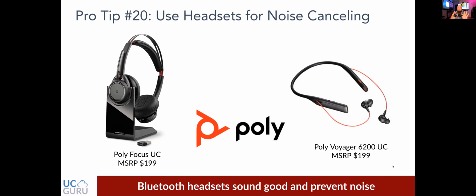Now, I have both of these headsets. What I like about the Focus UC is it does have a boom microphone. It is Bluetooth. I can pair it with my phone and computer at the same time, so I can use it for phone calls as well. And the same thing with the Voyager Focus. Now, again, if you're like me and you have beautiful hair and you don't want it over your head, you can use the Poly Voyager 6200, which again is an in-ear type of microphone.